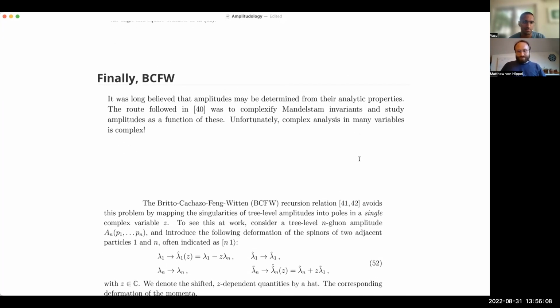So the review starts by expressing the conundrum with complexification that we touched upon earlier in this discussion, which is that amplitudes, everybody believed, could be determined from their analytic properties. And so what people did in reference 40 in that set of notes was to complexify Mandelstam invariants and study amplitudes as functions of these. But they complexified too much.